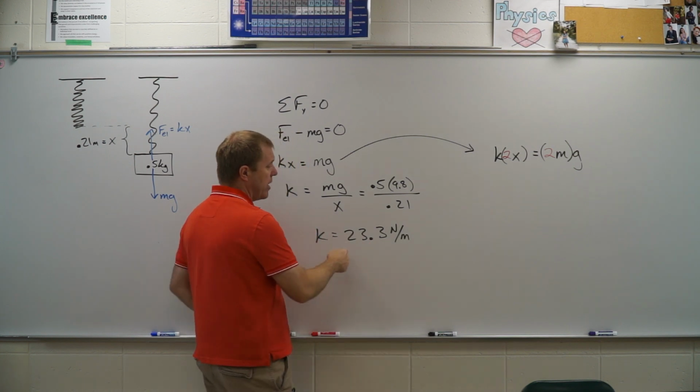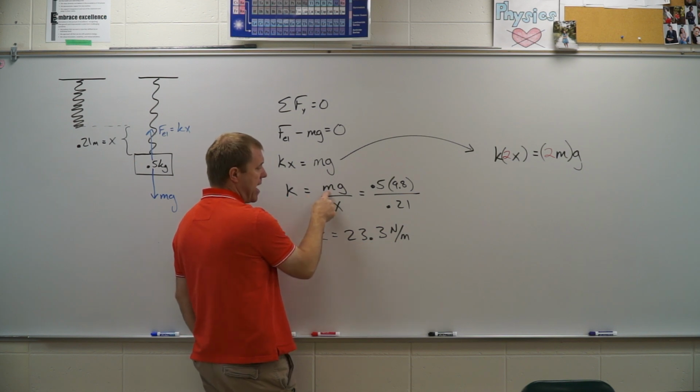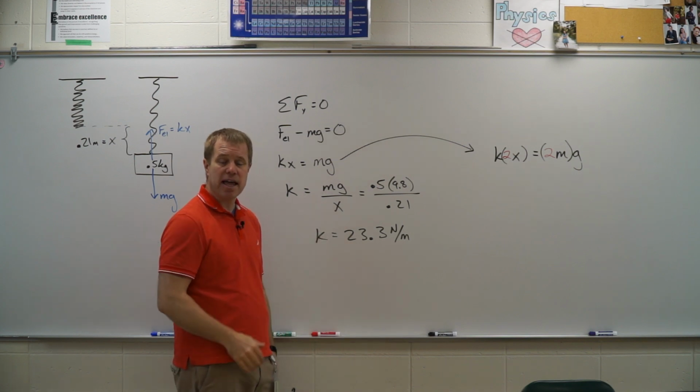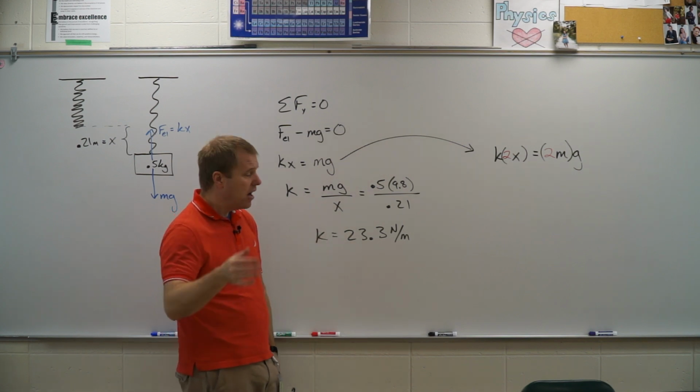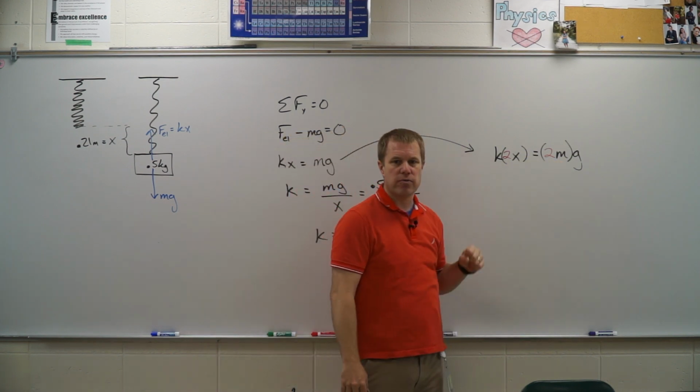I could also go ahead and plug in my 23.3, plug in my mass of 1, my 9.8, and solve for x, and I will get that 0.42 meters as well. But this is more of a relationship that it's a 1-to-1 ratio in there.